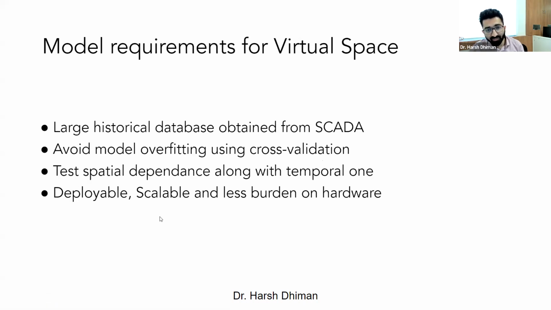Now, what is good for your virtual space? As we have discussed, a large historical database will improve the performance of virtual space. You have to avoid overfitting. Avoiding overfitting means that if your training data performs too well and your testing data is completely opposite, then you would see a very poor performance from your virtual space. Overfitting is a machine learning term. Those who are familiar with machine learning would know that we always try to avoid overfitting in our machine learning algorithms. Then one can always test spatial dependence along with the temporal one.